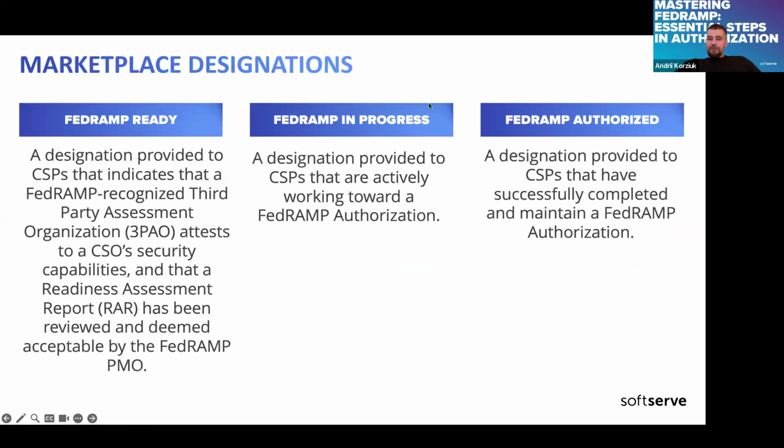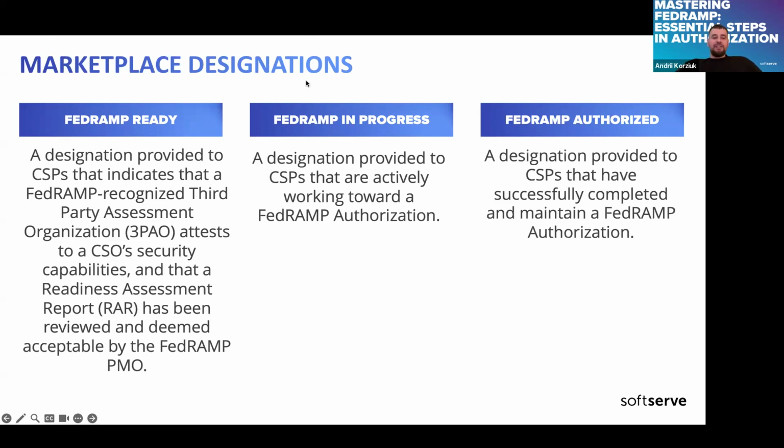Yeah, and probably we will have a small demo about marketplace, but first I think I need to mention some marketplace designations. I will show you later actually what it is, because we will overview marketplace, how it looks, which organizations already have different statuses like FedRAMP Ready, FedRAMP In Process, and FedRAMP Authorized. So actually, FedRAMP Ready is a designation provided to CSPs. CSP is cloud service providers.